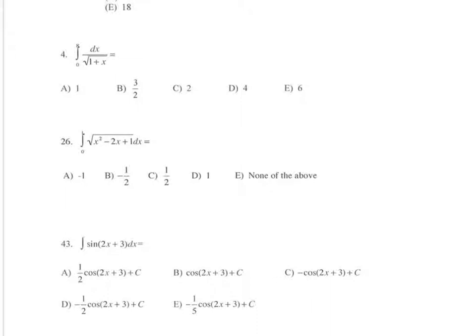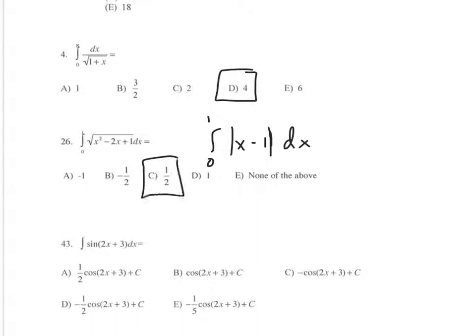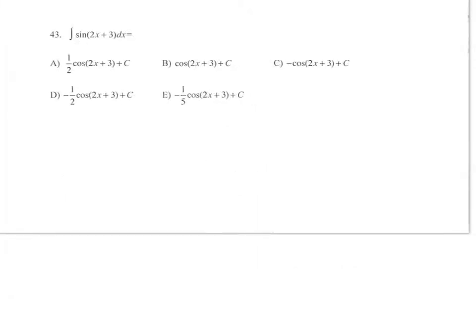And the answer for 4 is D. 4.26, I think we've seen that before, but that's from 0 to 1. It's actually going to be the absolute value of x minus 1 dx. I have that as a 1/2 answer. And number 43 should end up with D. You can try that on your own.